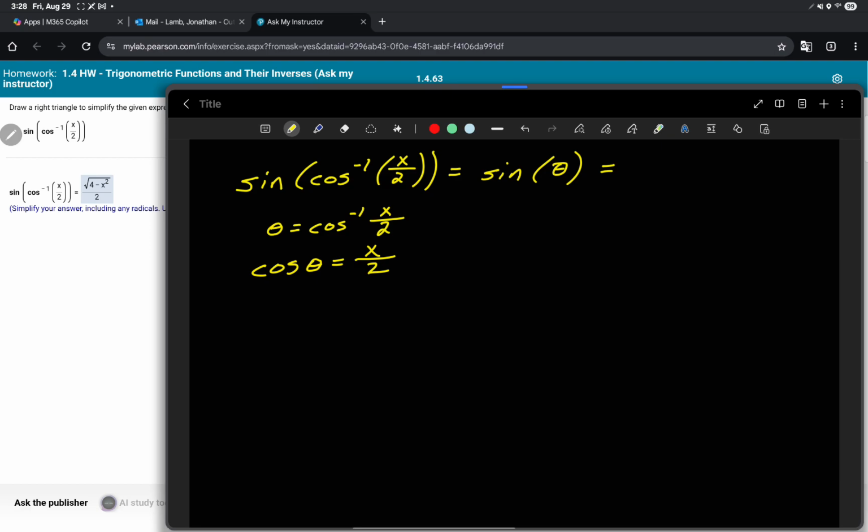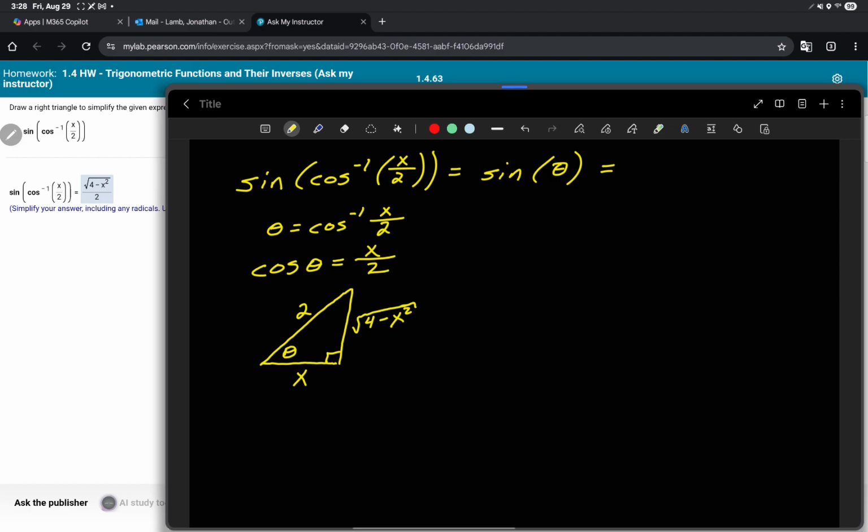I know that the definition of cosine theta within a right triangle is that it's the ratio of the adjacent side divided by the hypotenuse. So if I draw a right triangle here and I label this angle theta, then I can say the adjacent side to theta is x, the hypotenuse is 2. And then the other leg is always the square root of the hypotenuse squared, 4 in this case, minus the other leg squared. So I'll get the square root of 4 minus x squared there.